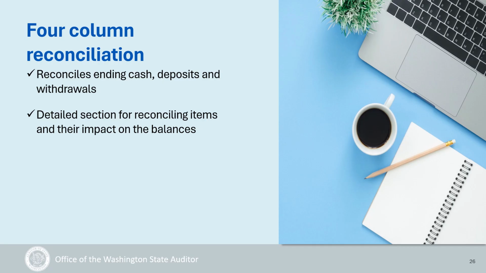The 4-column reconciliation assists in reconciling that ending cash, all deposits, and withdrawals that are occurring. There are areas of the spreadsheet that capture reconciling items, along with notes next to those reconciling items to provide background on how each reconciling item is impacting the reconciliation process. It's a great resource to try out if your government doesn't already have a reconciliation process that's working for them.